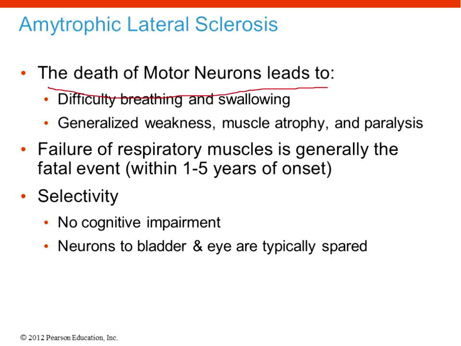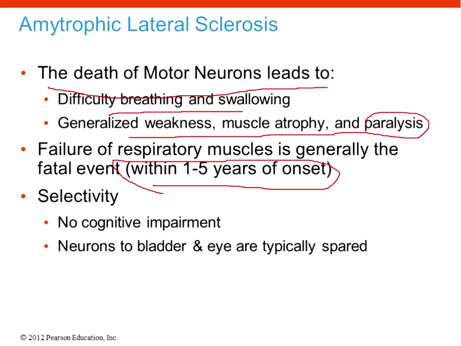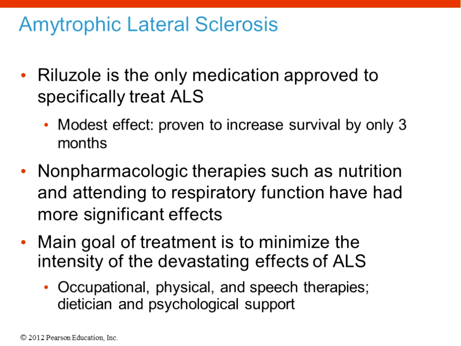All right, so death of motor neurons, again, in ALS leads to difficulty breathing and swallowing, weakness, muscle atrophy, and paralysis can occur. Typically, people are going to survive maybe just 1 to 5 years with this. And again, ultimately, failure of the respiratory muscles is the fatal event that occurs. The selectivity of the neurons is also baffling and interesting. There's no cognitive impairment. Neurons to the bladder and the eye are typically spared, so it can be very challenging from that standpoint.